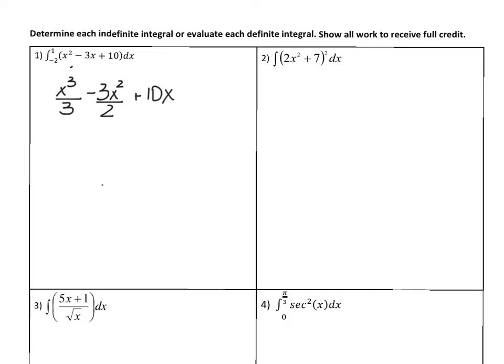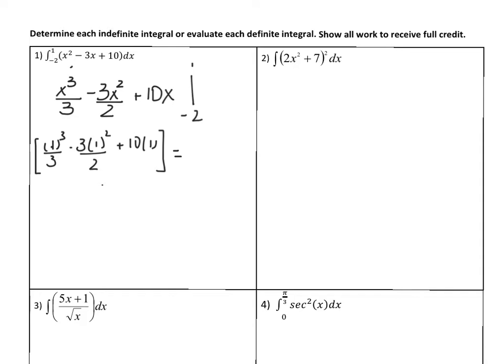And I want to take this antiderivative from negative 2 to 1. So technically you can plug this into your calculator using the Math 9 function, or we could try to do it by hand. And that would require us to do the top minus the bottom. So over here, I'm going to plug in 1 for x. So 1 to the third over 3, minus 3, 1 squared over 2, plus 10 times 1.